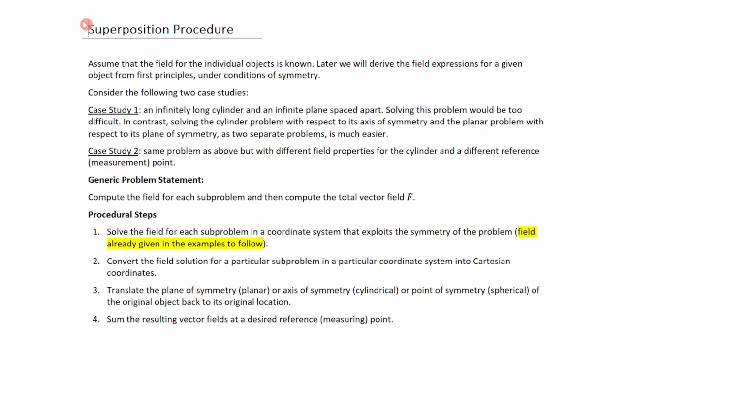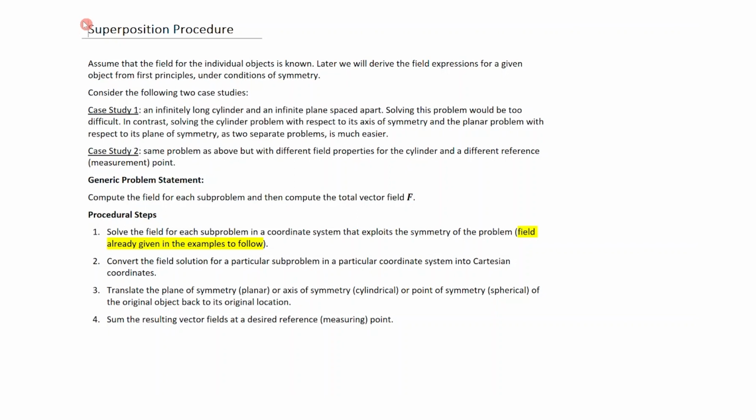The procedural steps are as follows. There are 4 in total. First of all, you solve the field for each subproblem in a coordinate system that exploits the symmetry of the problem. In this particular set of examples that will be given, 2 in total, the fields are already given, and so we can bypass this step. Later on in Reading Assignment 5, you actually have to first do step 1, that is, determine what the field looks like. Second step is convert the field solution for a particular subproblem in a particular coordinate system into Cartesian coordinates.